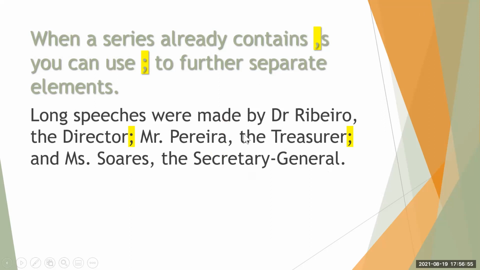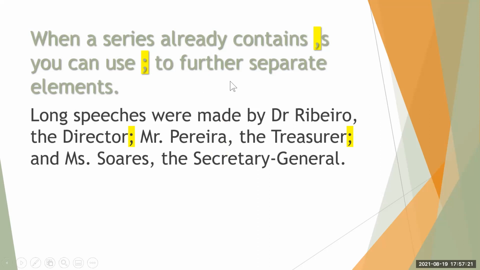So what you're doing here is condensing a paragraph, because actually what you're trying to say is long speeches were made by Dr. Ribeiro, who is the director. A long speech was made by Mr. Pereira, who is the treasurer, and a long speech was made by Ms. Suarez, the secretary general. So you're putting it all together and showing that the long speeches were made by these people, and these were their positions. This other person, and this was his position, and this lady, and this was her position.